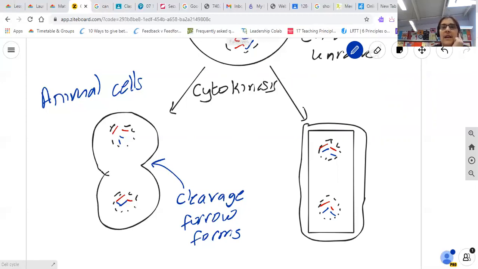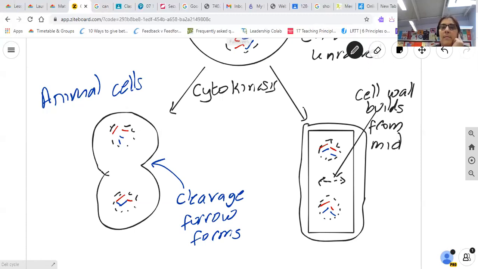So there must be another method, and their other method is actually that they build their cell wall from the middle outwards like that. Okay, I'm going to put an arrow. And then we say the cell wall builds. You'll see this called a cell plate, and various other things, but that's the basic principle. So that by the end of it, we have 2 cells, each genetically identical to each other, and each with a diploid number of chromosomes.